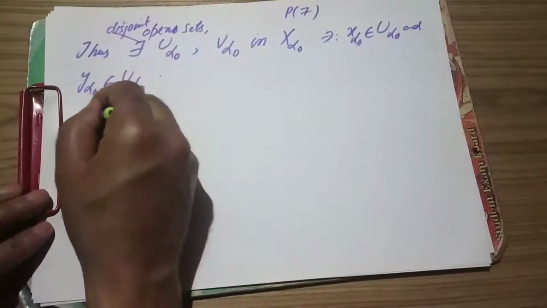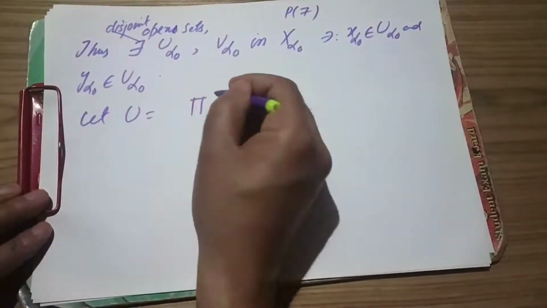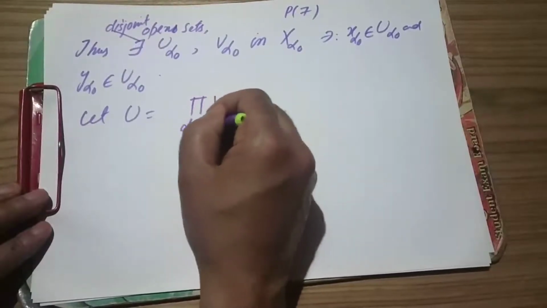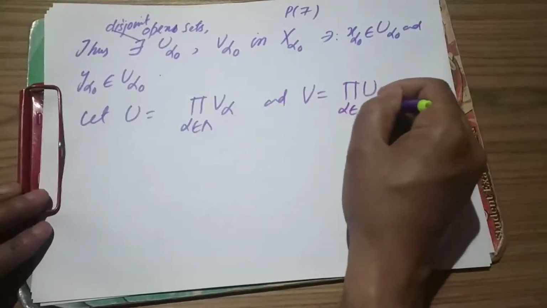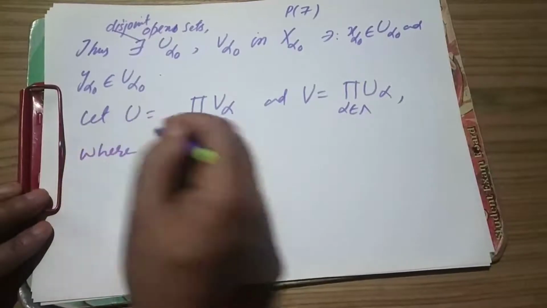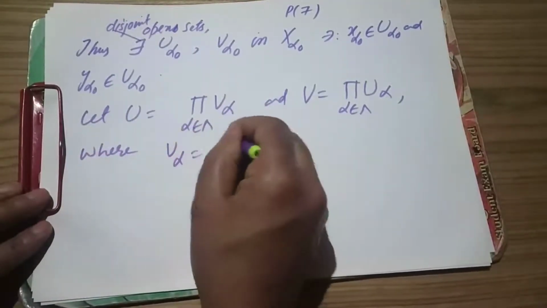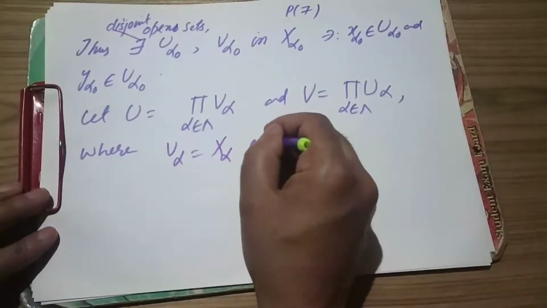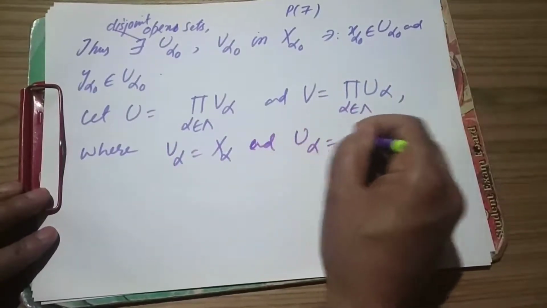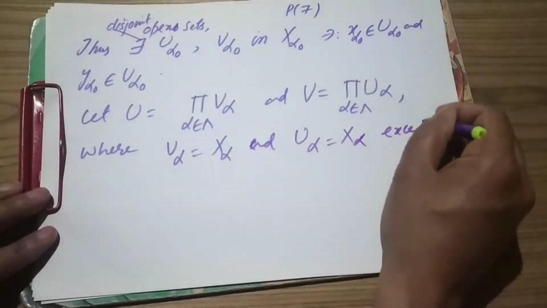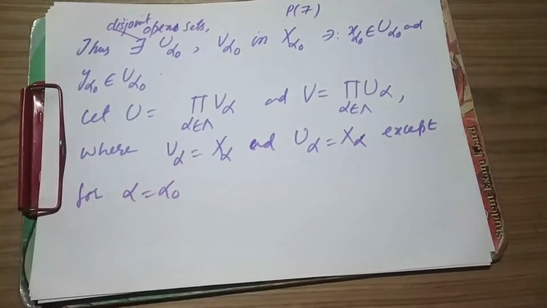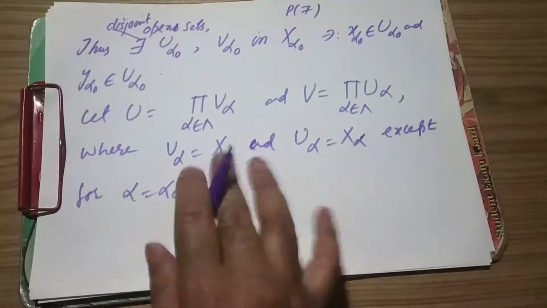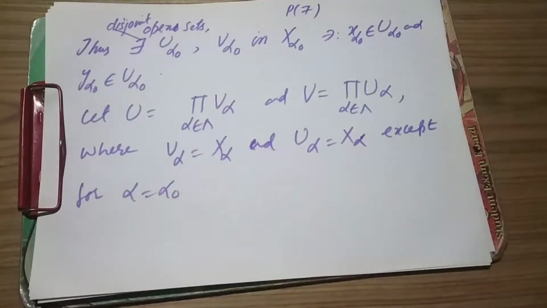So let's define this. Let U be equal to the product of U alphas, alpha belongs to lambda, and V be equal to the product of V alphas, alpha belongs to lambda, where, and this is very important, each U alpha is equal to X alpha, and each V alpha is equal to X alpha, except for alpha equal to alpha naught. For alpha equal to alpha naught, V alpha naught is not equal to X alpha naught. But for the other sets, it's X alpha.